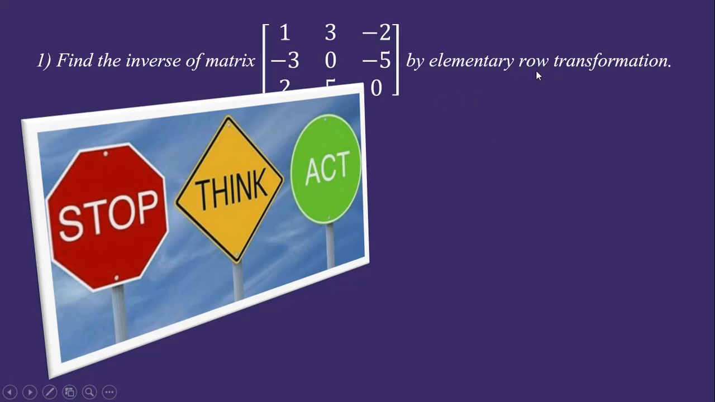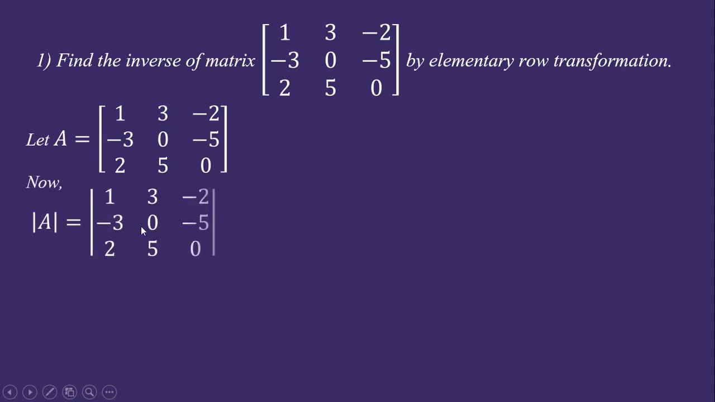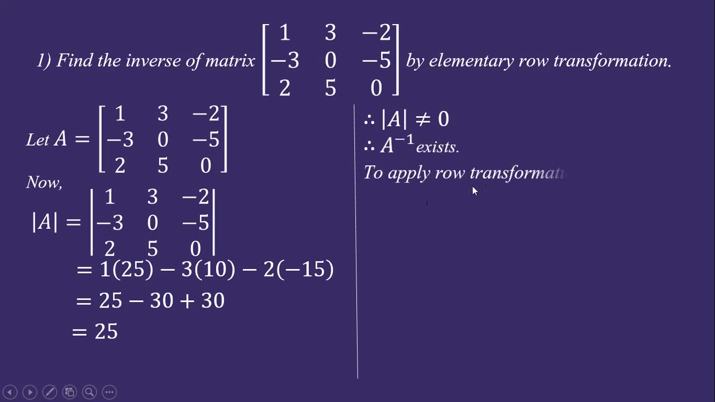Now to apply row transformation, we have to consider A into A inverse equal to I. So first we consider the given matrix as A. We find the determinant of this matrix A. So it is equal to 25. Determinant A is equal to 25. So we write determinant A is not equal to 0. Therefore A inverse exists. Now to apply row transformation, we consider this equation A into A inverse equal to I.